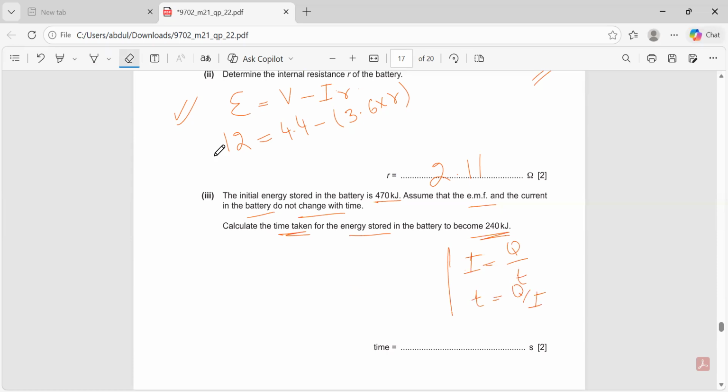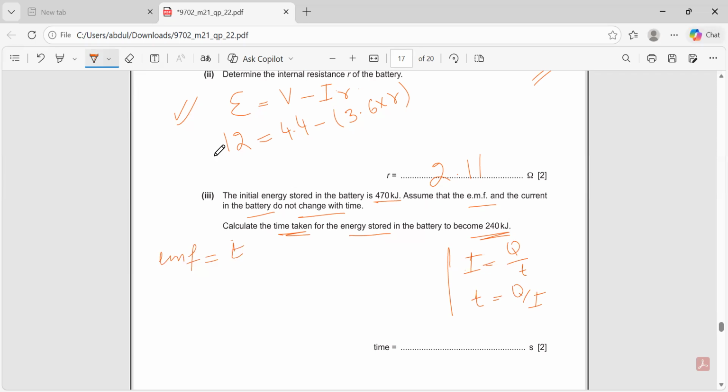So if we can calculate Q, we can easily calculate, I is already there, so we can easily calculate the time. So first of all, we know that EMF is equal to energy transferred per unit charge. So what is the EMF of the battery? That we know, 12 volts.